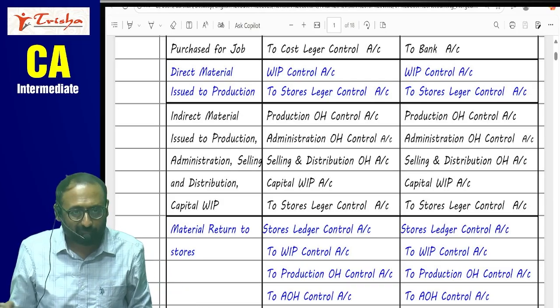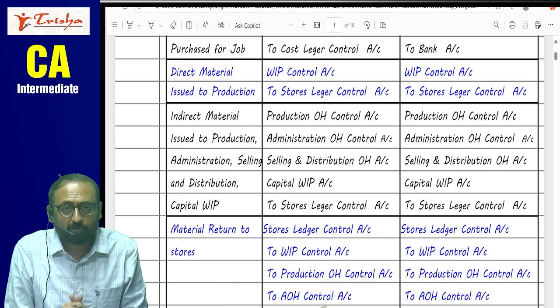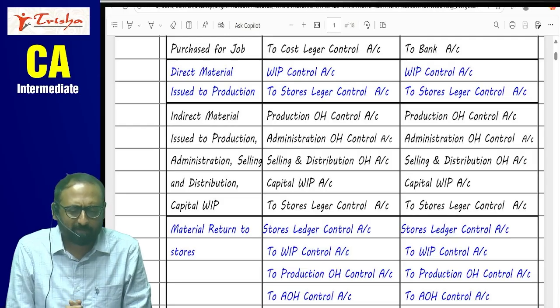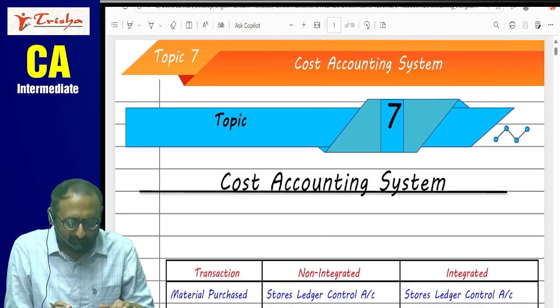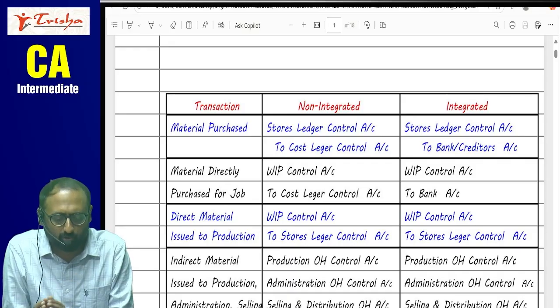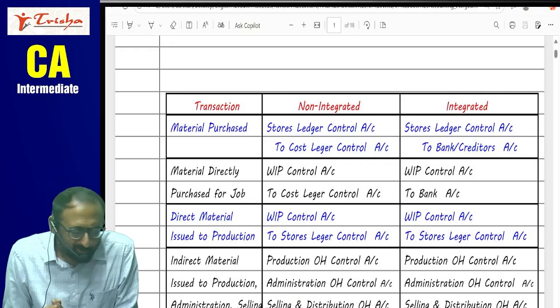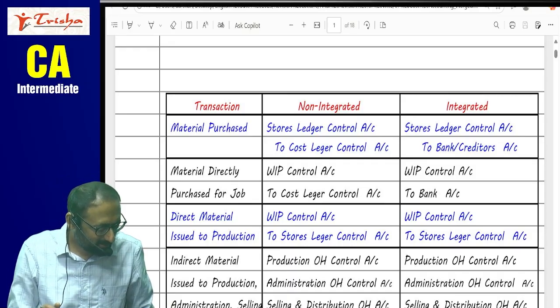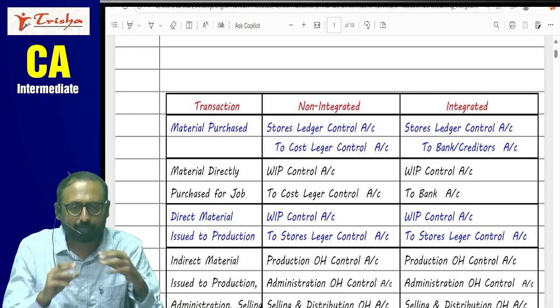Guys, in the last part of this revision series, we revised the first part of the cost accounting system, where we completed the non-integrated system, and we solved some questions on it also. Now let's continue our discussion and complete the integrated part.